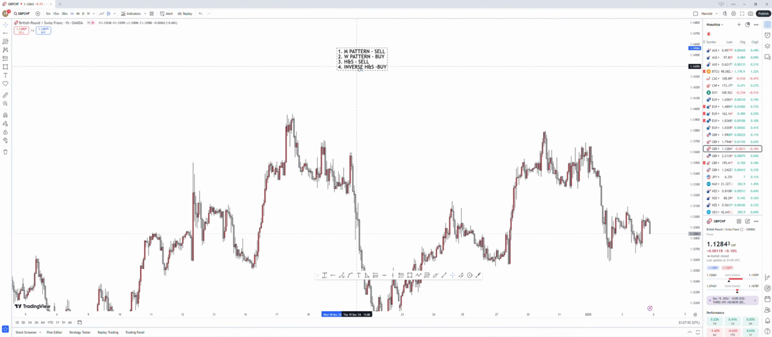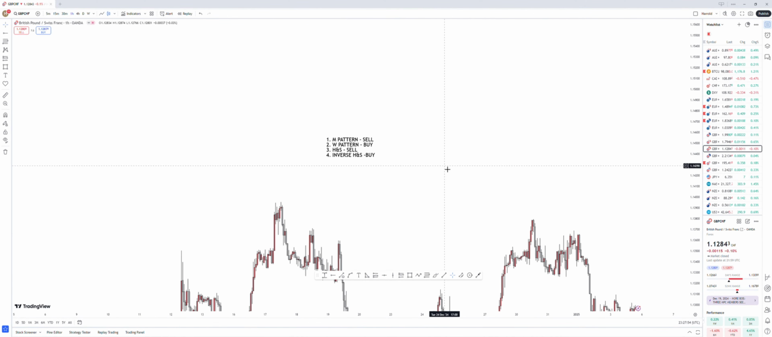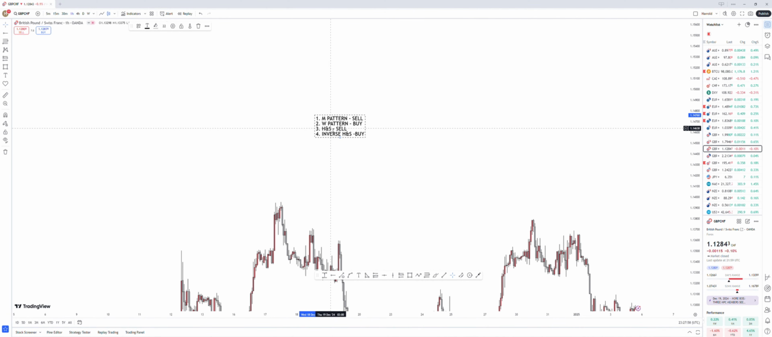So we are going to take all of them one by one. I'll show you how to spot a particular chart pattern, I'll show you the confirmation you should look out for when you see that chart pattern playing out, and I'll show you how to mark out your perfect entry for that particular chart pattern. Okay, so let's take the M pattern for instance.